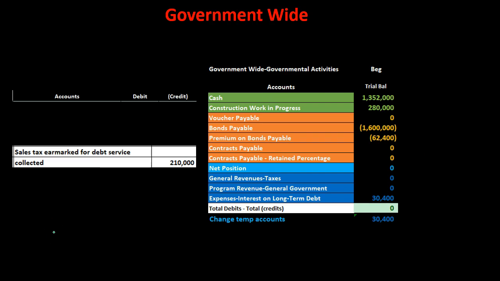Within the government-wide activity, we now have the sales tax earmarked for the debt service collected. So we collected sales tax, and we're going to earmark that sales tax for the debt service fund. So we're going to pay off the debt with it.